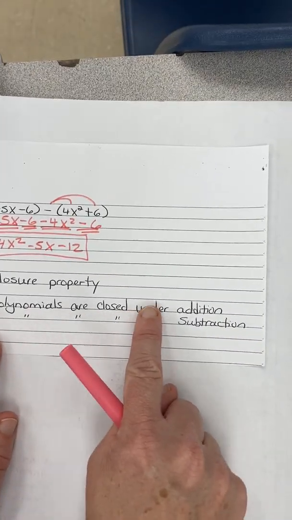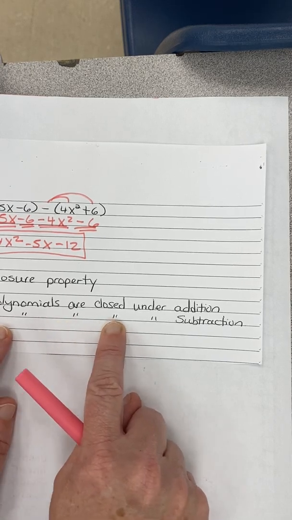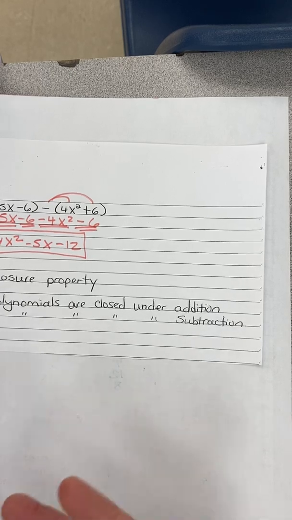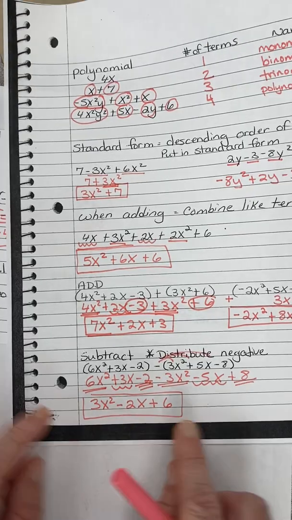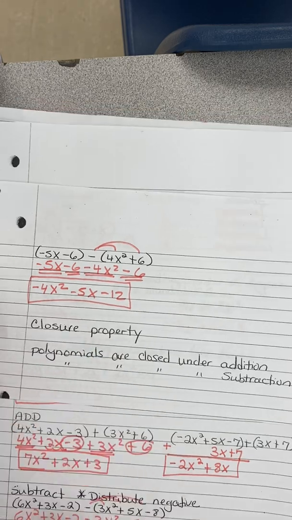Polynomials are closed under addition. Notice, polynomials are closed under subtraction too. If I put polynomials in and I subtract them, just like I did down here, my answer is also going to be a polynomial. Okay, so that property is called the closure property, something that you probably have not heard before.